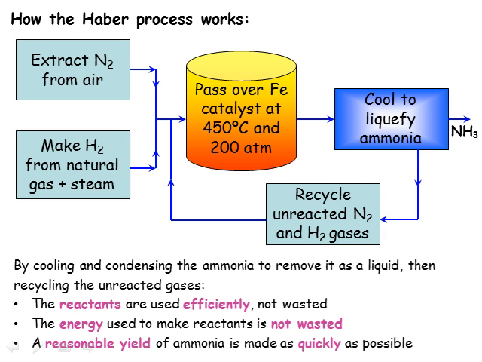By removing the liquid ammonia and recirculating the nitrogen and hydrogen, we make efficient use of the reactants, not wasting any of them, or the energy that was put into making them. The conditions of 450 degrees C and 200 atmospheres allow us to make ammonia at an optimum rate and cost.